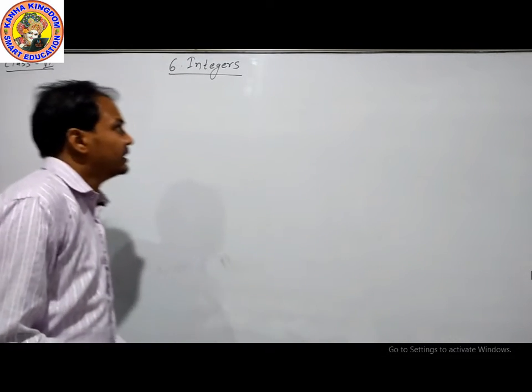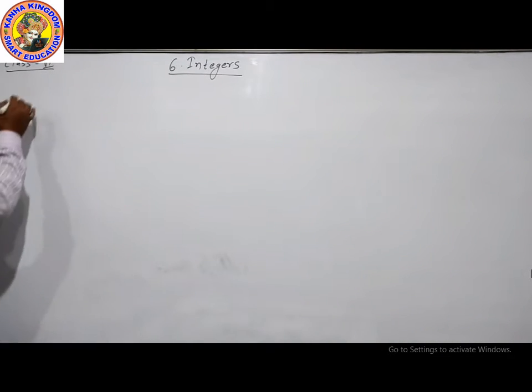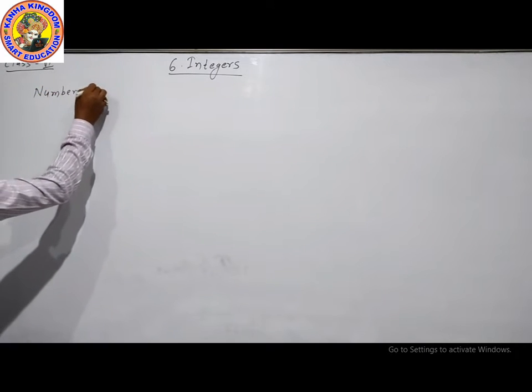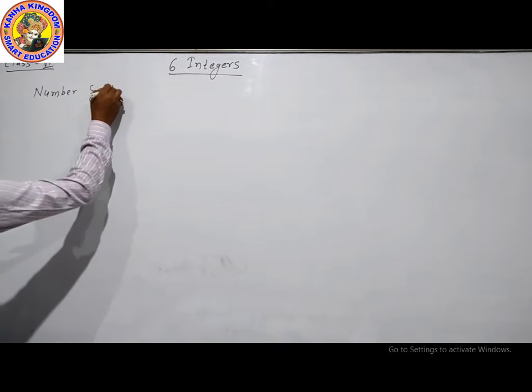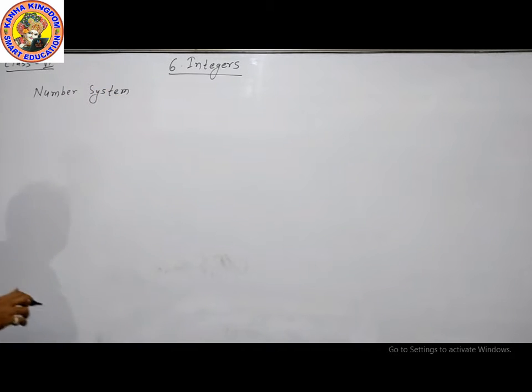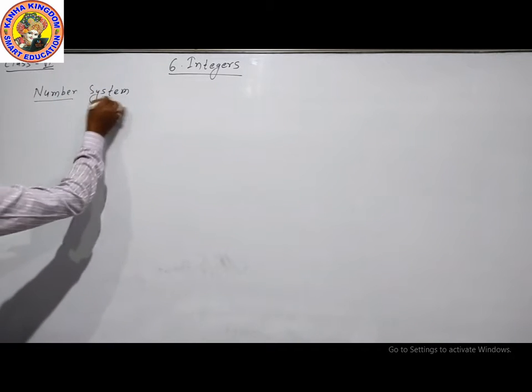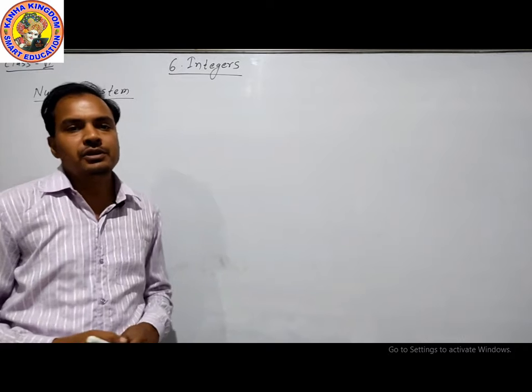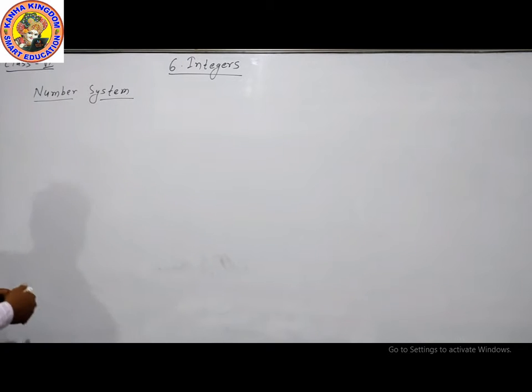Today our new chapter is integers. Integer is a number system. This is a number system which is used to represent our numbers. We usually use two or three types of number systems.